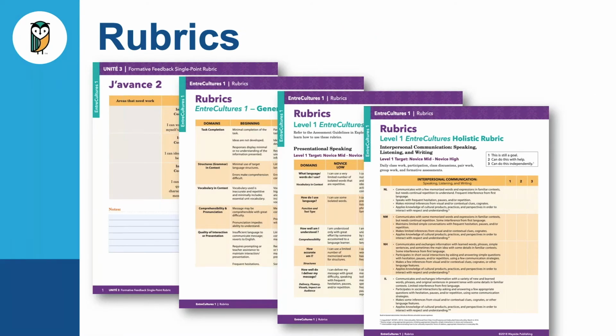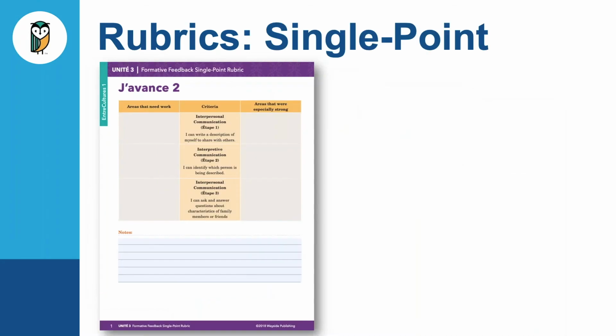Now that students have completed one or more of the tasks for the formative assessment, it's time for you to give feedback. We have a variety of rubrics that you can use to do so. First of all, each J'avance has a single point rubric specifically for that assessment. The single point rubric is the new rubric kit on the block.